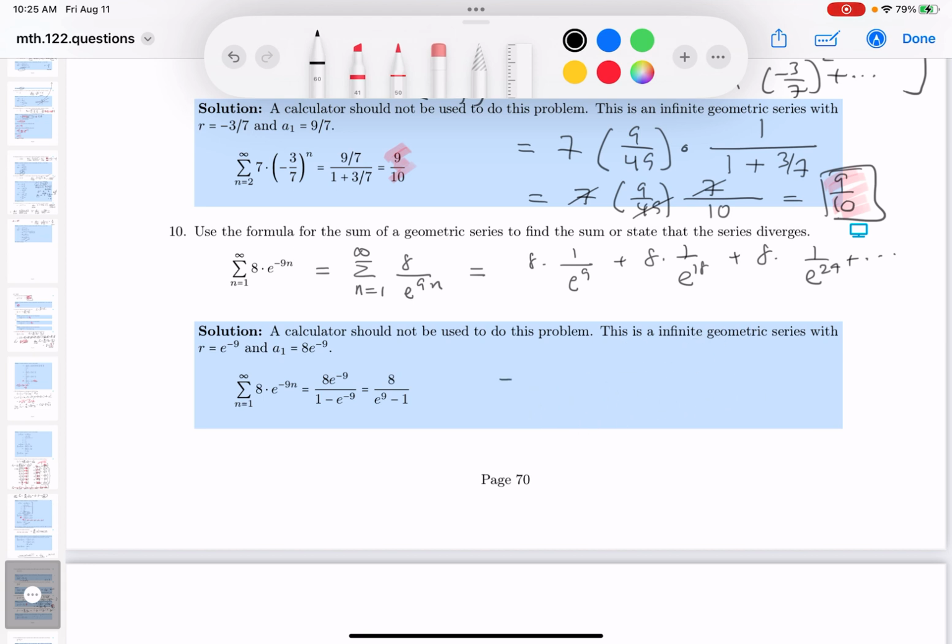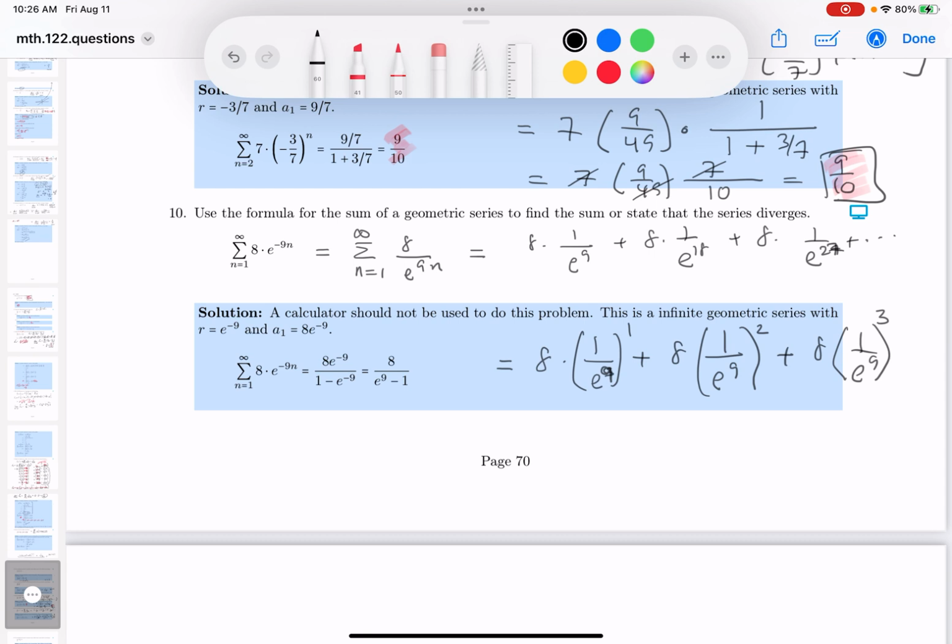I'm going to write that again as 8 times 1 over e to the 9, no, leave it as e to the 9, plus 8 times 1 over e to the 9 squared plus 8 times 1 over e to the 9 cubed. Well, it seems to work out okay.